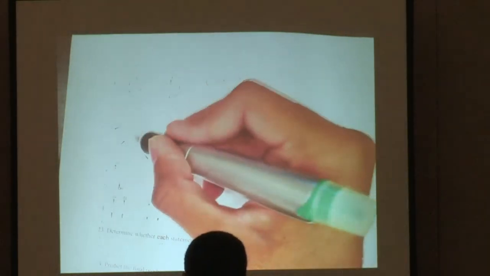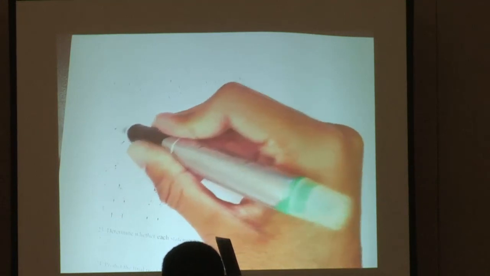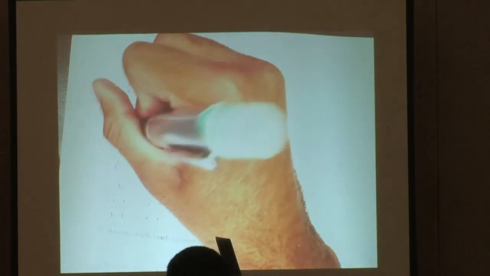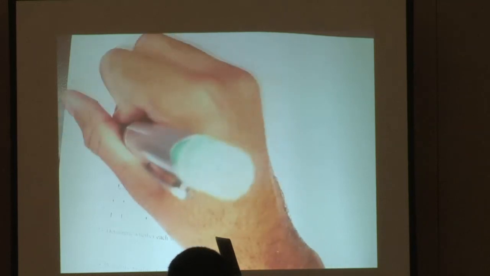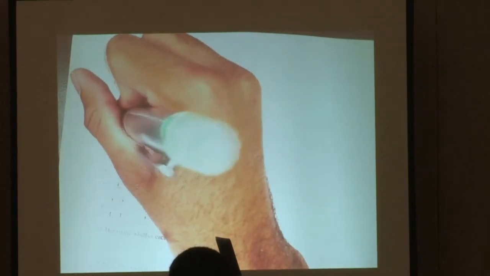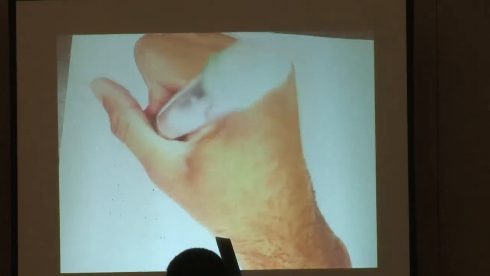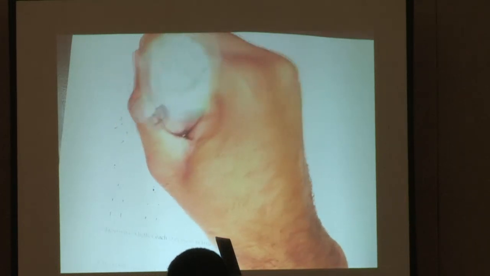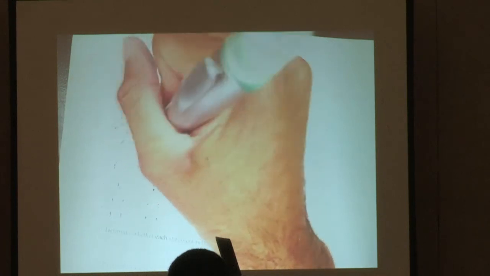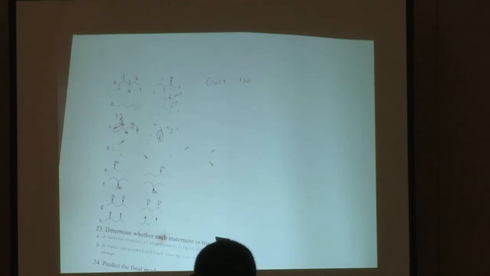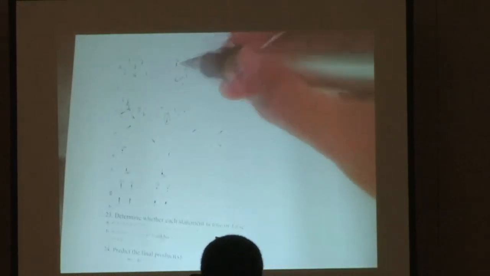For number C, if you go 1, 2, 3, 4, actually I put the numbers on the opposite side, but going 1, 2, 3, 4, 5, 6, yep, both of them have the exact same name. If you ever get the exact same name, it's the exact same compound. So if you were to name that, that's just going to be 3-methylhexane for both of them.